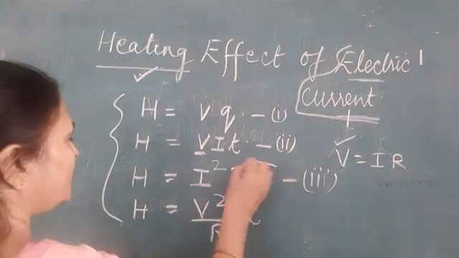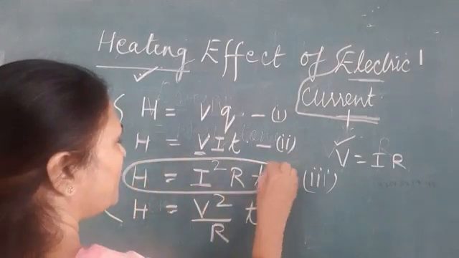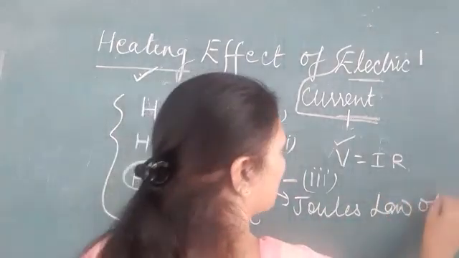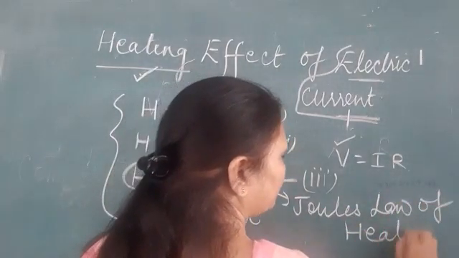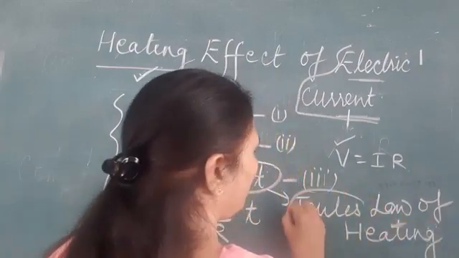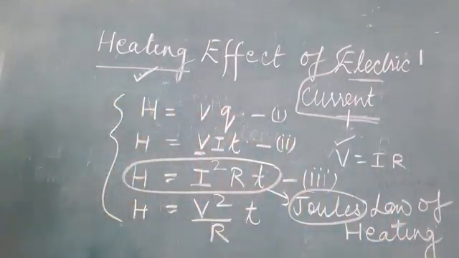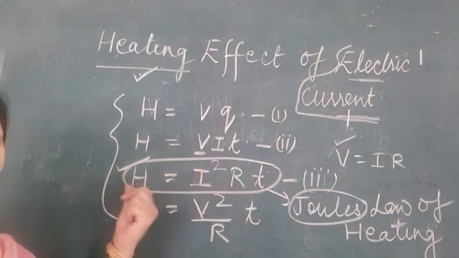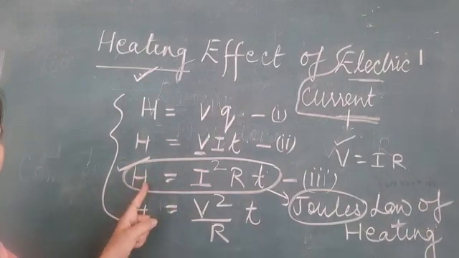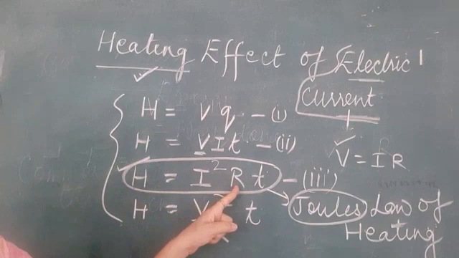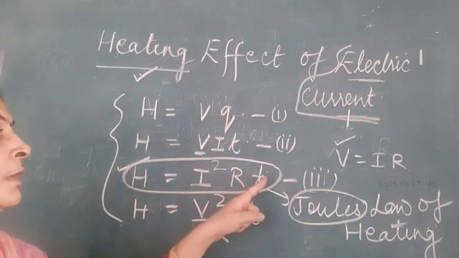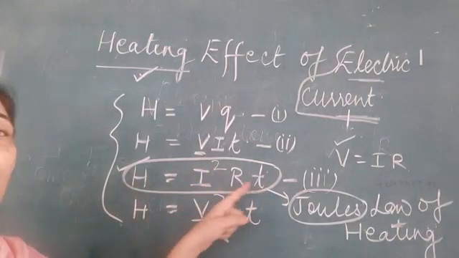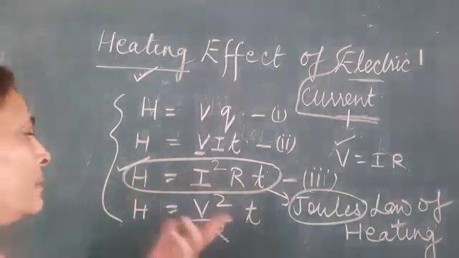This particular expression is known as Joule's law of heating, after the name of the scientist Joule. And now you can state this Joule's law from the expression itself. It says that the heat produced in a given resistor, if current I flows through it in a given time t, is I square R T, or it can be spoken in other terms.